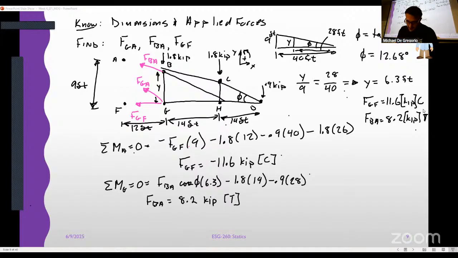And then get one more equation. I guess you could, if you wanted to continue with the moment trend, you could sum the moments at H. I'm certainly not going to do that, but you could, right? Because FGF and FBA both go through H, which leaves you with FGA. I'm just going to sum the forces in the x direction for the last one.